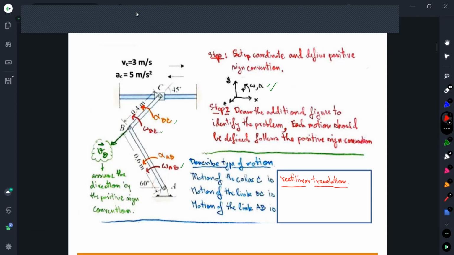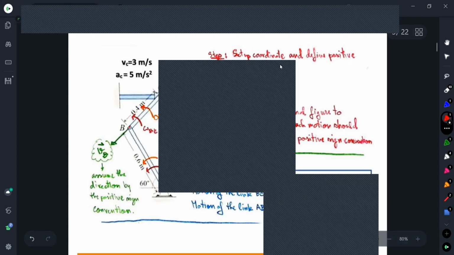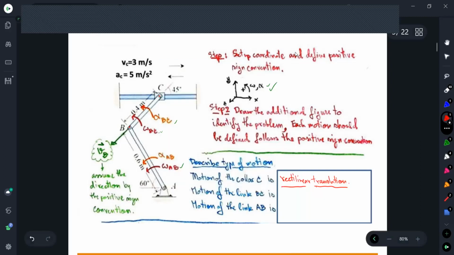And what is link BC? General plane motion. Yes, it is general plane motion because for link BC, we can see that link BC has translation and it has rotation also. So it's a combination of both types of motion, composed of translation and rotation. So it becomes general plane motion for this case.